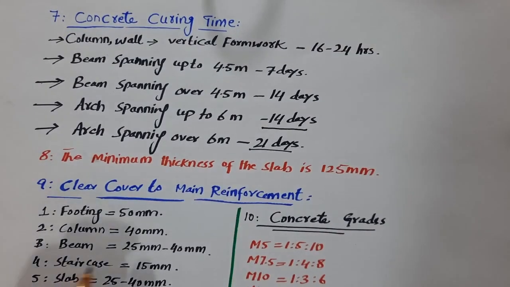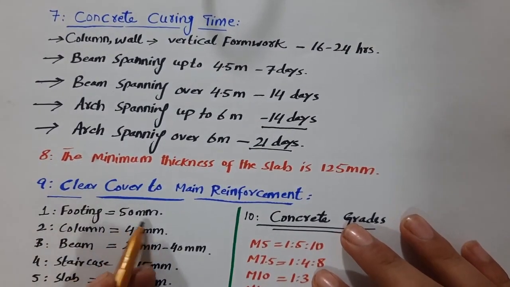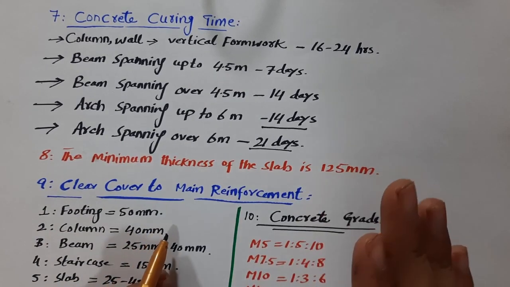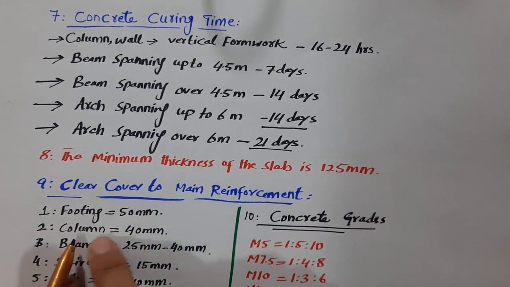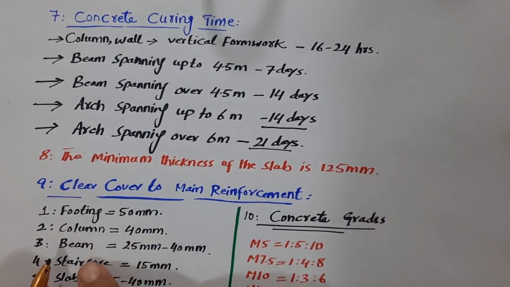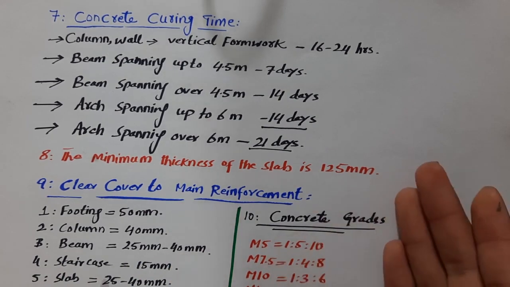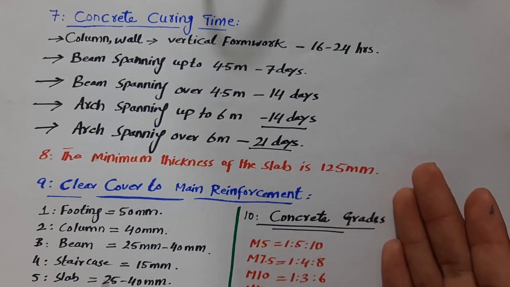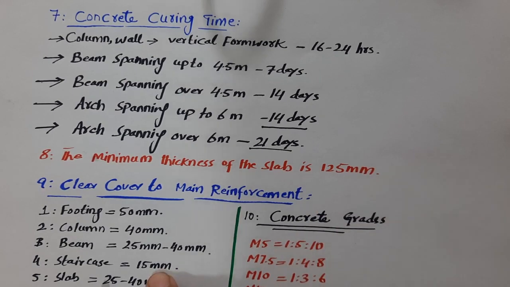So the concrete cover should be 50 mm, or you can say 2 inches. It should not be less than this. The other one is concrete cover for column, 40 mm. For beam, from 25 to 40 mm, or you can say from 1 to 1.5 inches. You can keep that concrete cover for beam. For staircase, especially for waist slab, it should not be less than 15 mm, but you can increase it to about 25 mm, but the minimum is 15 mm.